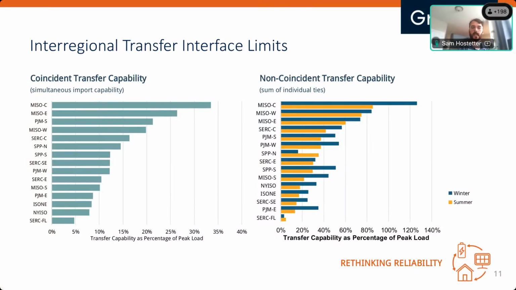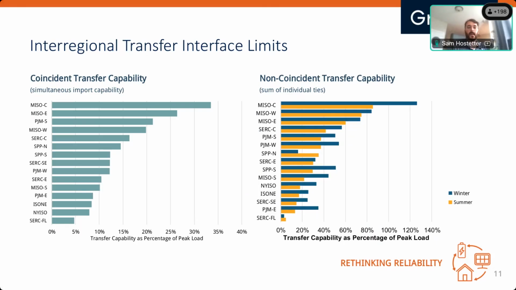Taking a look at the interregional transfer limits, on the left here, we have a representation of the coincident transfer capability, or simultaneous import capability. These bars in blue represent the total interface limits into each of the subregions listed, scaled as a percentage of peak load. At the top, we have MISO Central coming in just under 35% of their peak load as a total simultaneous import limit. So it's a time point to time point limit on how much transfer capability would be allowed into the region. And then you can compare that value to the values we have here on the right.